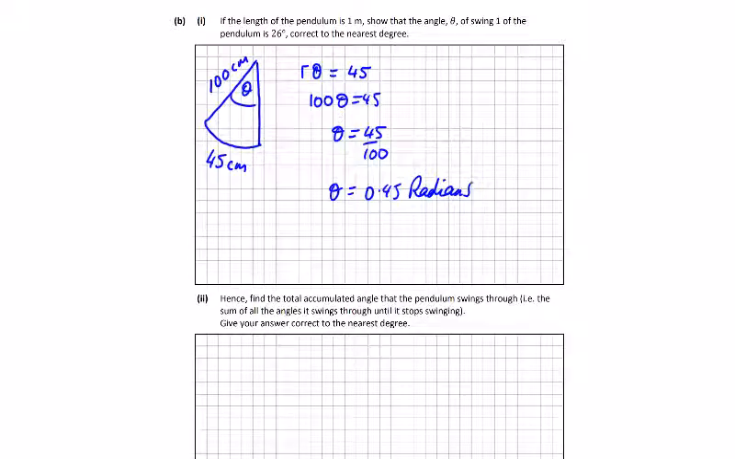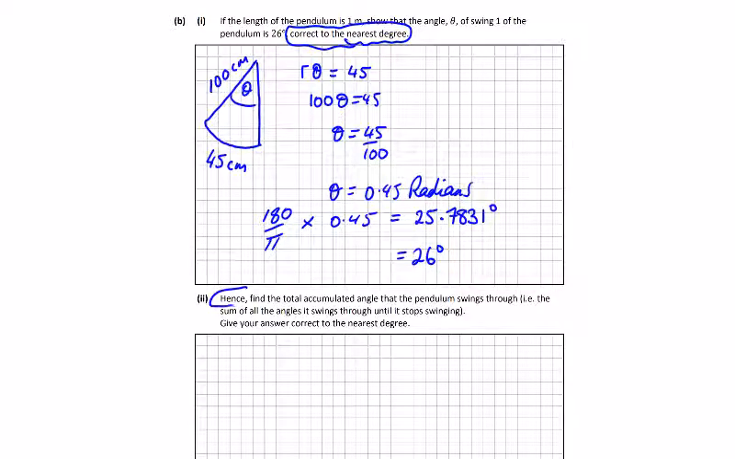You could use the other formulas for degrees here. What's 1 radian? 180 divided by pi is 1 radian. So we multiply that by 0.45 to get what theta is. It's not giving me 26 degrees, it's giving me 25.7831. Correct to the nearest degree though, that is 26 degrees. Now, we have a choice here. We can use the 26 degrees. That's why they're telling us hence here. So let's just use the 26 degrees going forward and keep it simple.